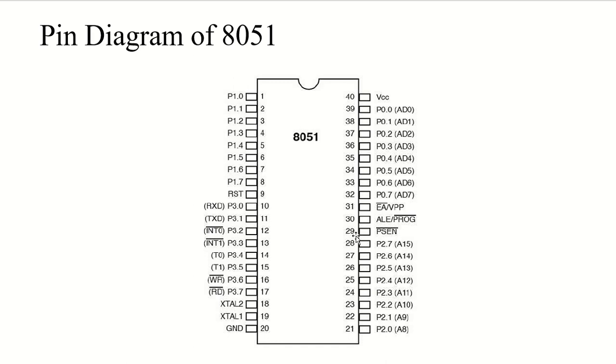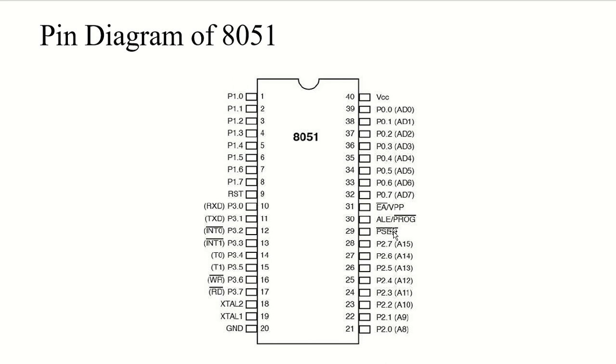Then we have pin number 29, which is PSEN, which stands for program store enable. PSEN is used to read the signal from the external program memory. If you want to read the signal from any external device, then you would use this PSEN pin.